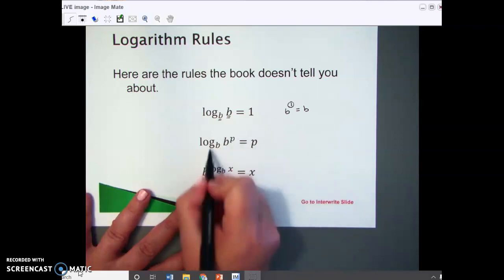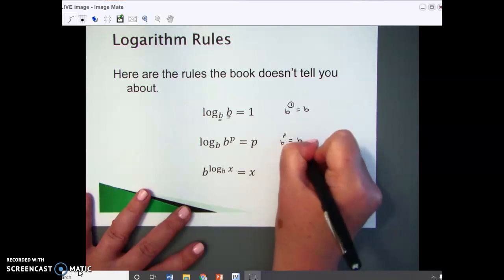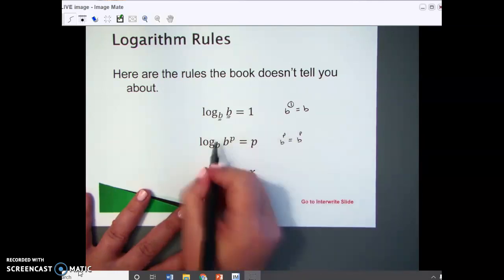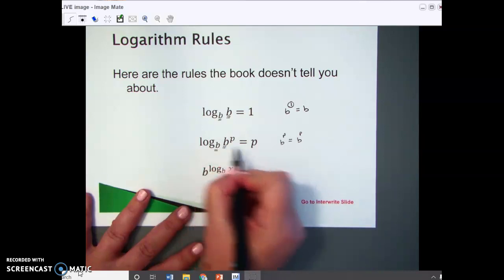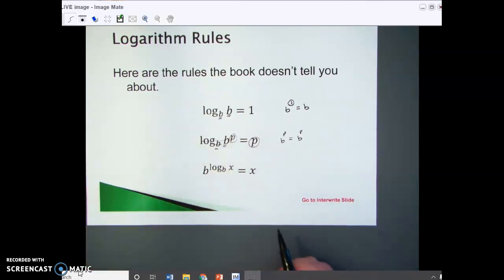For the second one, if I put this into exponential form, I'm saying b to the p is equal to b to the p, right? And so notice these have to match. So anytime this base is the same as this base, the answer will always be the exponent. So think of it as the bases cancel each other out.